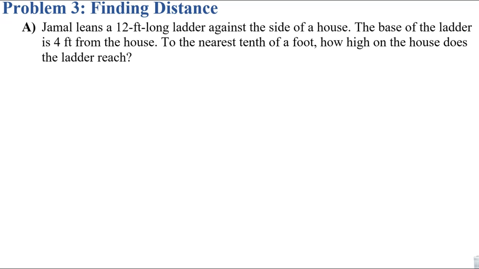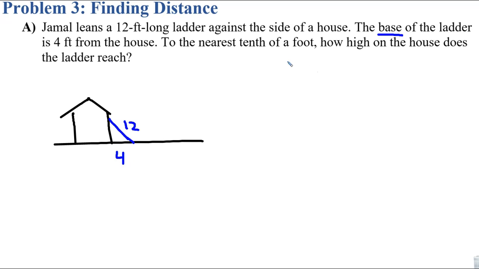Now this is really the same kind of math as we had in the last two questions. The big difference here is that we have to set up our triangle on our own. So I'd recommend draw out a picture. So we have a house, and we're leaning a 12-foot ladder against the side of the house. And it says the base of the ladder is 4 feet from the house. Now, anytime in a story problem when you see the word base, you're thinking along the ground.